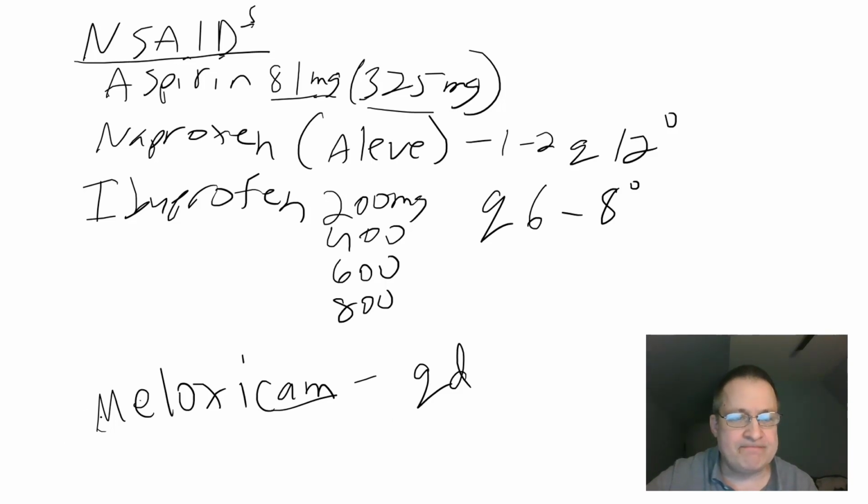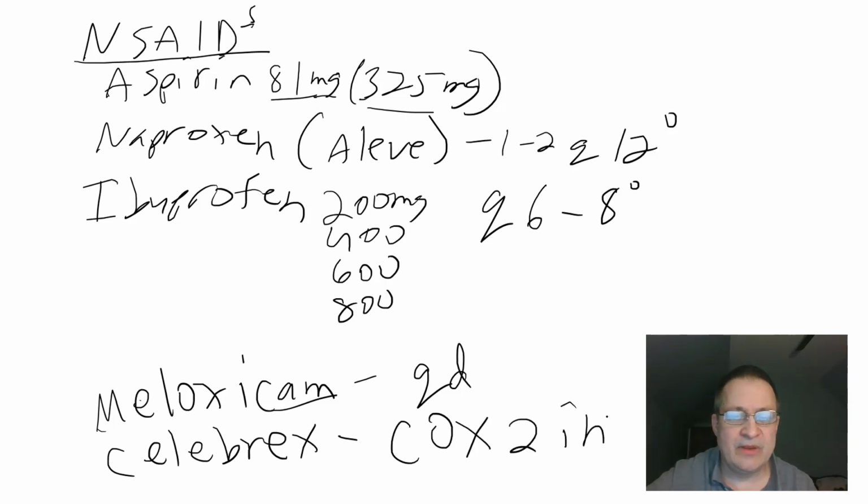And then what I actually want to talk about is Celebrex. That's really important to talk about. That's a COX-2 inhibitor. COX-2 inhibitors are important to know because Celebrex works on pain and inflammation, but it doesn't affect blood clotting, and it doesn't really hurt the stomach that much. And actually, let me explain why.